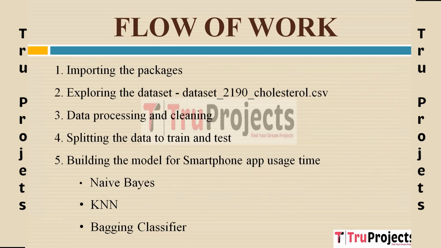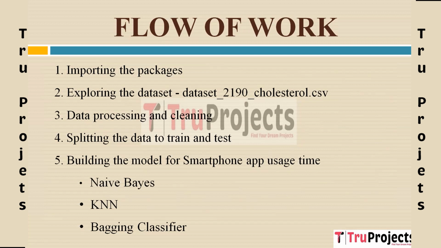Third module is data processing and cleaning. In this module, data pre-processing takes place. It involves handling missing values, addressing outliers, encoding categorical variables, and ensuring data consistency. This step prepares the dataset for model training.